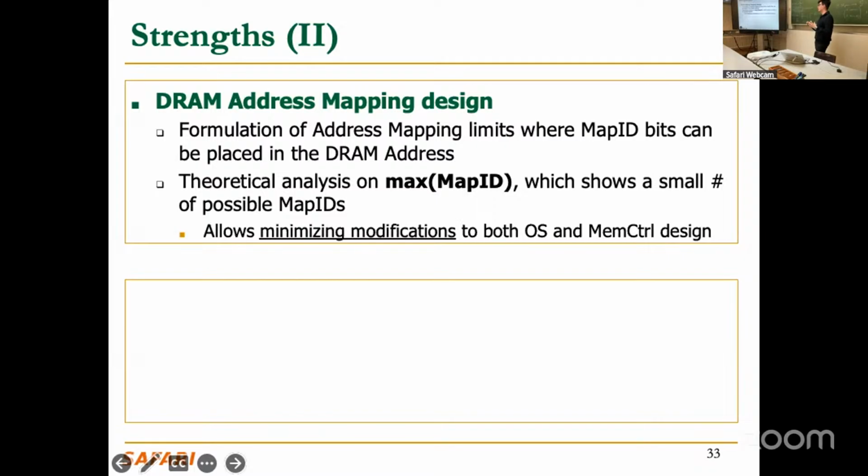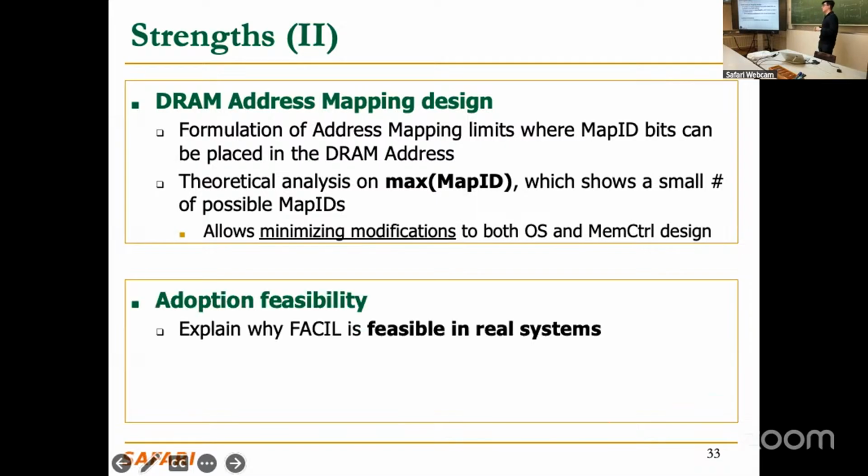And this allows the implementer to minimize the modifications to both operating system and memory controller design. Lastly, the adoption feasibility is important because in the paper, they clearly state why it may be feasible to adopt Facil in real systems now.